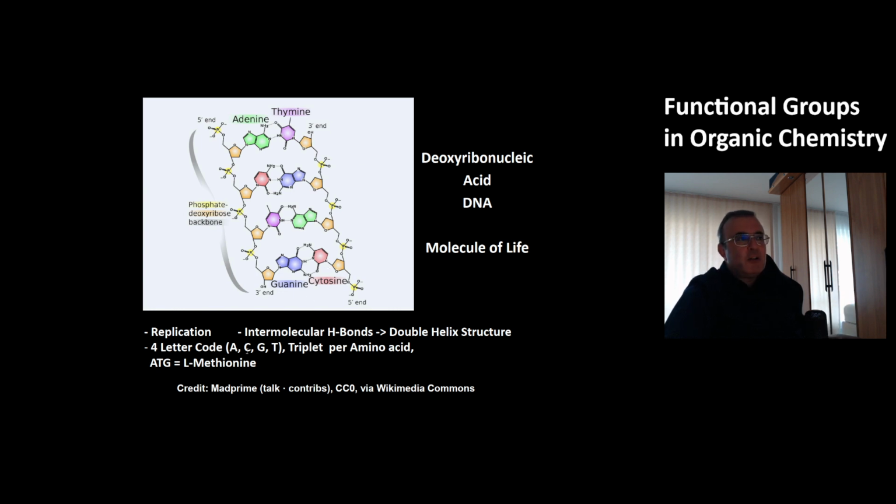And, like I said, you have 4. This is a 4-letter code, A, C, G, T. But there are 21 amino acids. So how does it work? Obviously, 1 letter is not enough. 2 is still not enough. You need 3 bases to code 1 amino acid, for example, ATG. Adenine, thymine, and guanine are the code for the amino acid L-methionine.